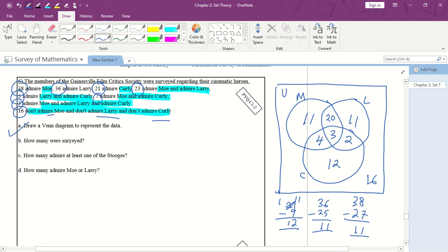How many were surveyed? Okay, and now this is talking about our universal set. So basically we just need to add up all the numbers here to get the total number. So let's use the calculator. 11 plus 20 plus 11 plus 4 plus 3 plus 2 plus 12 plus 16. The answer here is 79. So there's a total of 79 of them being surveyed.